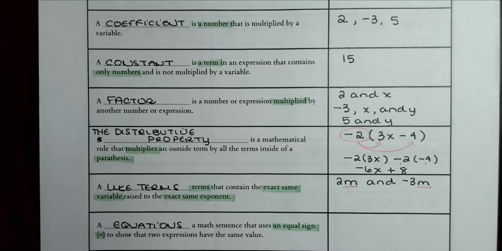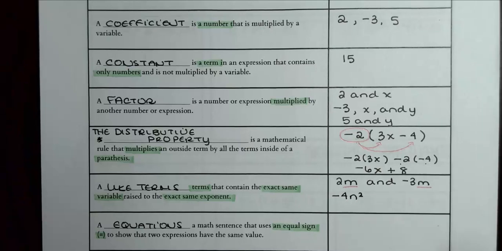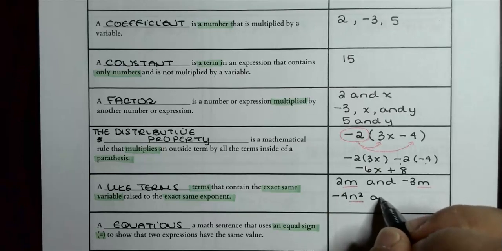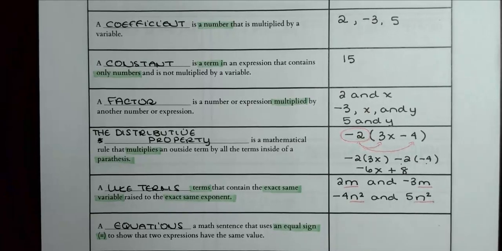All right, let's give you another example. Let's say, for example, I have a -4n squared. So my variable is an n, and it's raised to the second power. So if I wanted to find another number to add or subtract, or say it's a like term, it would have to be any number with an n squared. So let's say, for example, 5n squared. The reason we can say that -4 and 5 are like terms is because they have the same variable, they both have n's, and they're both raised to the second power.